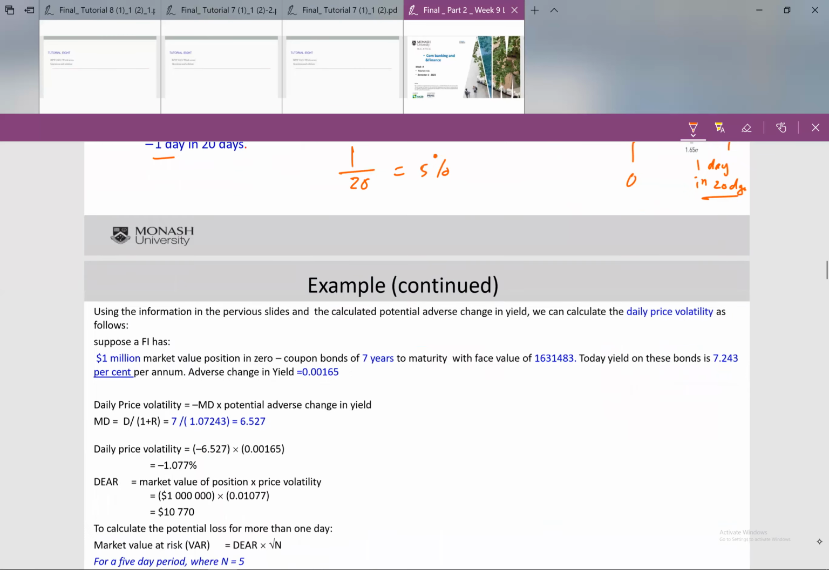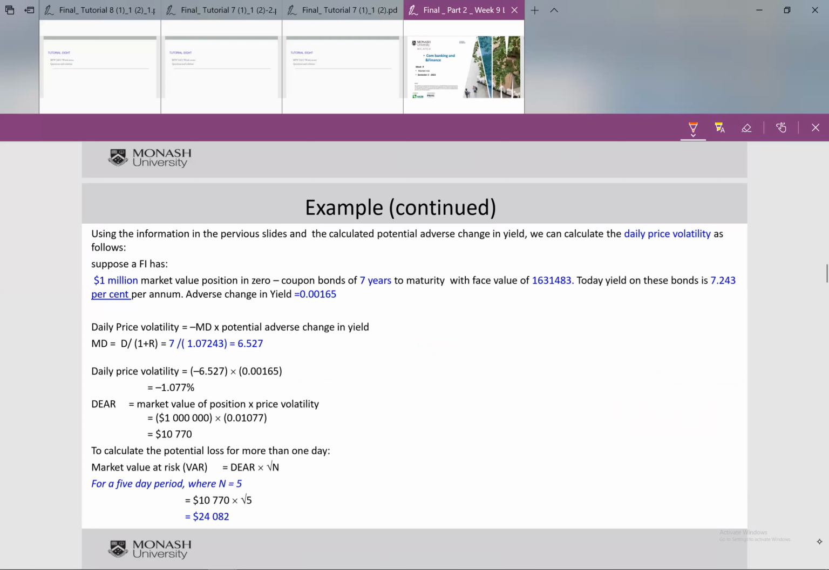Okay, now let's look at the example extensively. You have to calculate what we call the DEAR for fixed income, which is the daily price volatility times the exposure, which means the dollar exposure, how many dollars I have invested in the securities. The problem is the daily price volatility. To calculate it, you have to get minus modified duration times the adverse move.